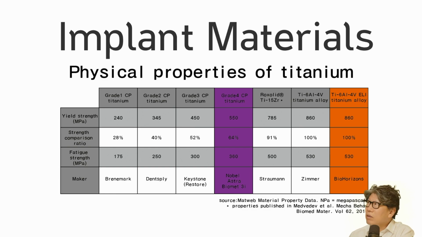It's amazing. Why is it amazing? Because grade 5 alloy is made up of 6% aluminum and 4% vanadium. This means 10% is potentially harmful substances. And since the remaining 90% is titanium, it generally has poor biocompatibility and doesn't adhere well. So, Zimmer implants usually have HA coating.